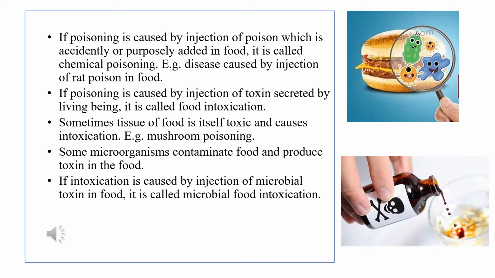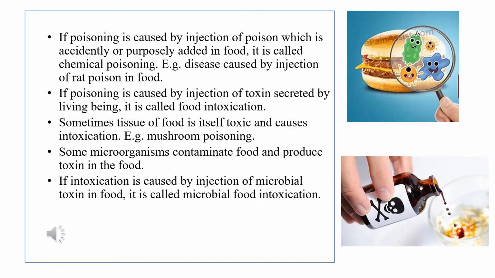Sometimes there are certain kinds of tissues in the food itself which are toxic and cause intoxication. An example is mushroom poisoning. There are certain kinds of mushrooms which have a structural toxin in them, and as a result they cause poisoning. Some microorganisms contaminate the food and produce toxins in the food. It is also an example of intoxication, which is caused by ingestion of microbial toxins in the food.